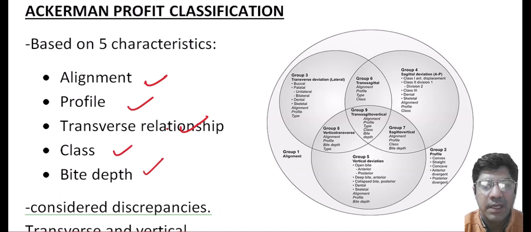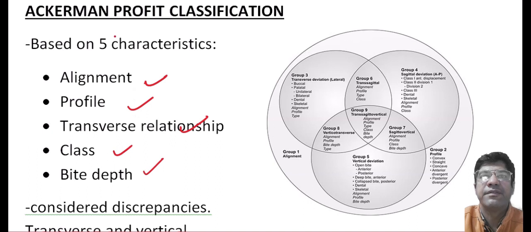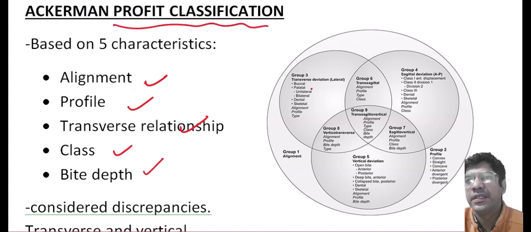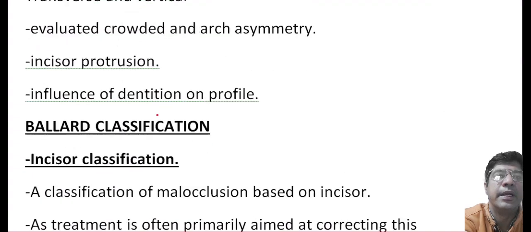The bite depth focuses on the malocclusion in the vertical plane, assessing the overlap or lack of overlap between upper and lower teeth. It includes the overbite, open bite, or posterior bite. So these are the five Proffit classification categories based upon alignment, profile, transverse relation, class, and bite depth.